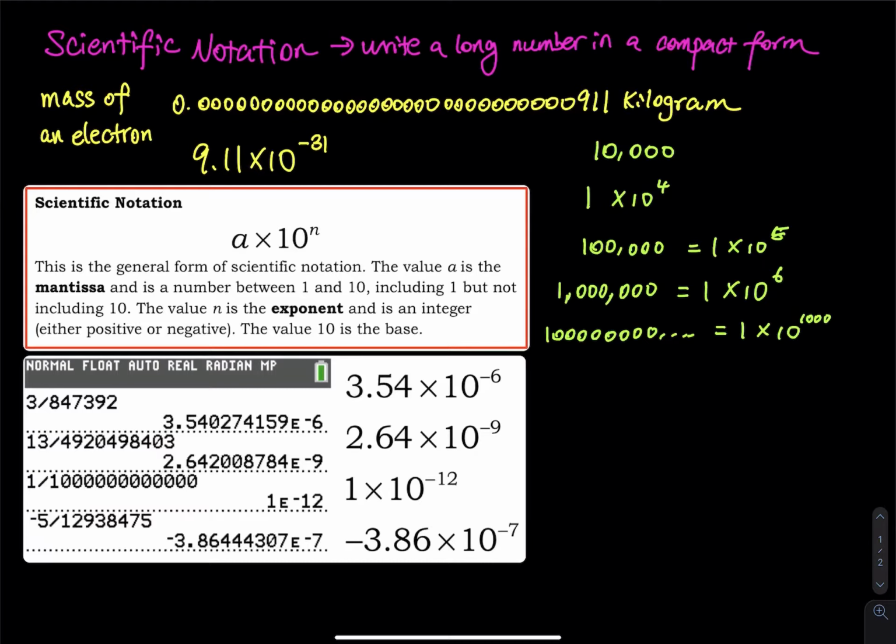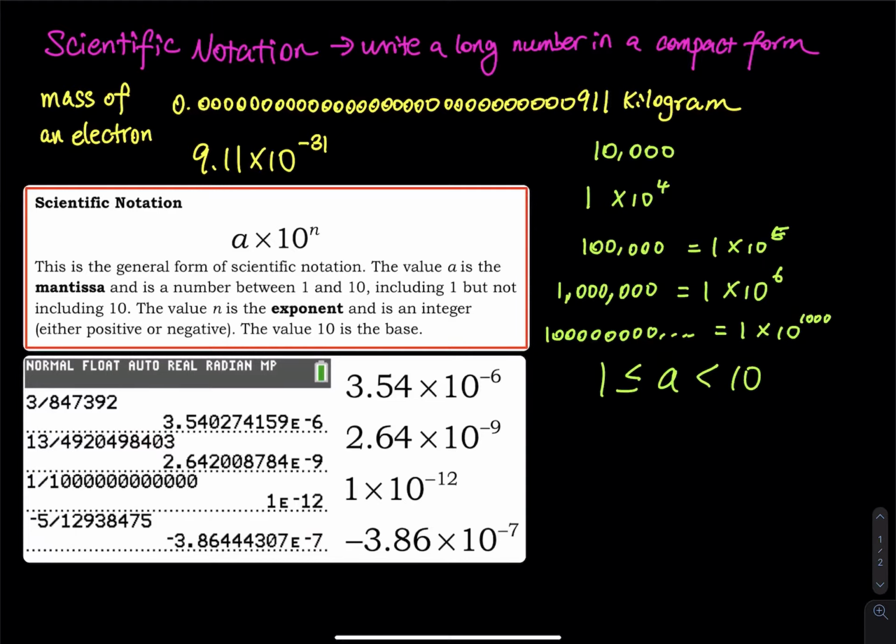So we have the first screenshot. This is the general form of scientific notation, A times 10 to the nth power. The value A is the mantissa, and A is a number between 1 and 10, including 1 but not including 10. A cannot be equal to 10, but A can be equal to 1. The value n is the exponent, an integer that is either positive or negative, and 10 is the base. The base is always 10.